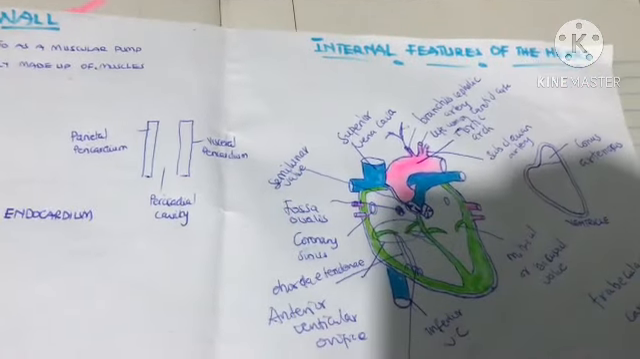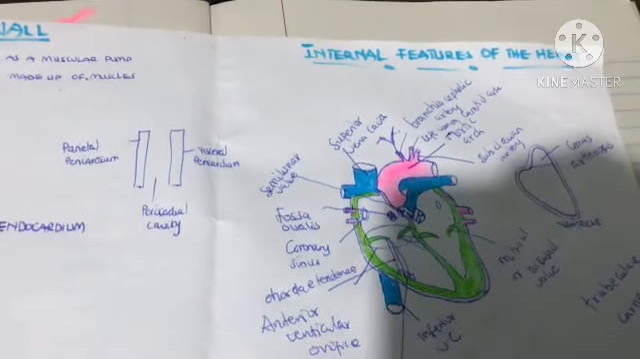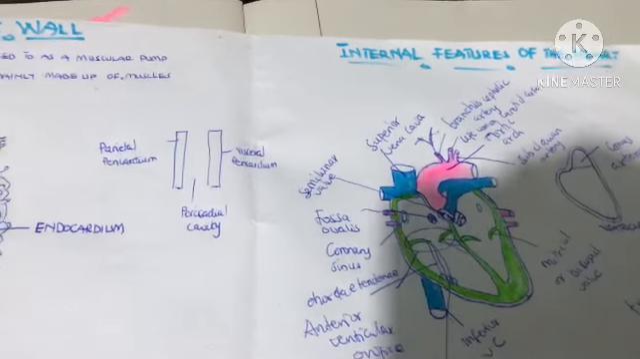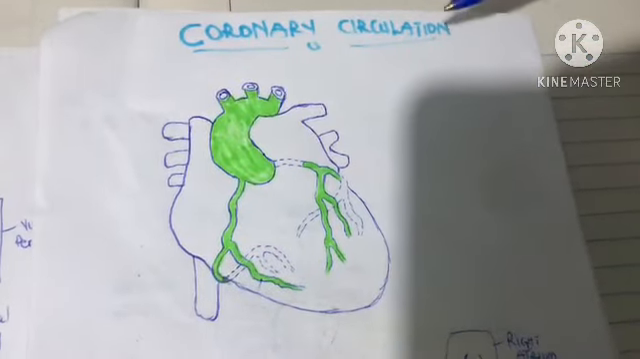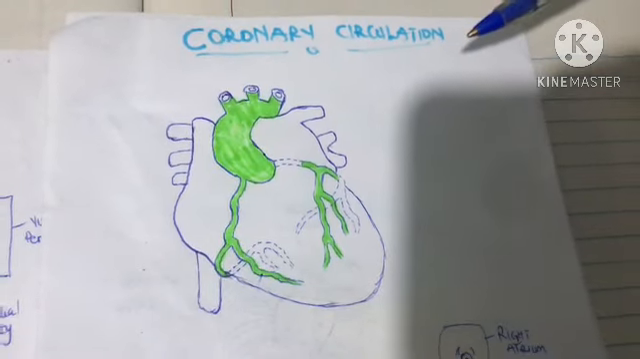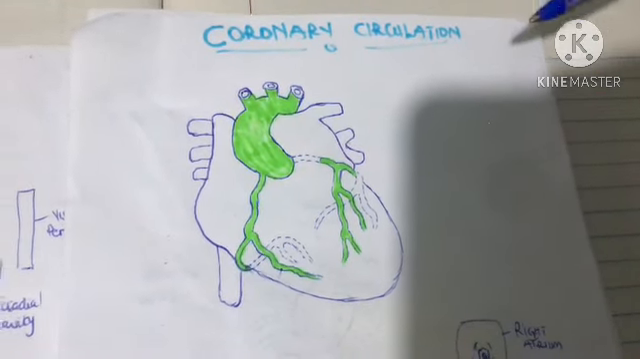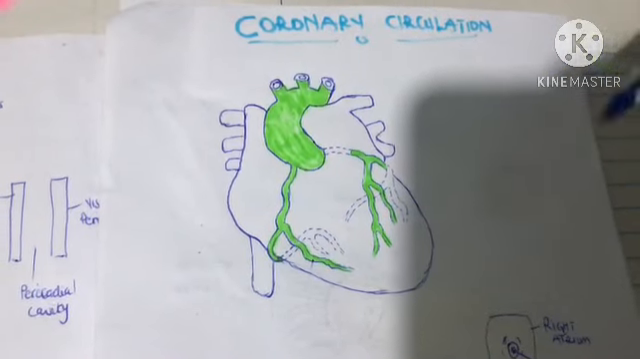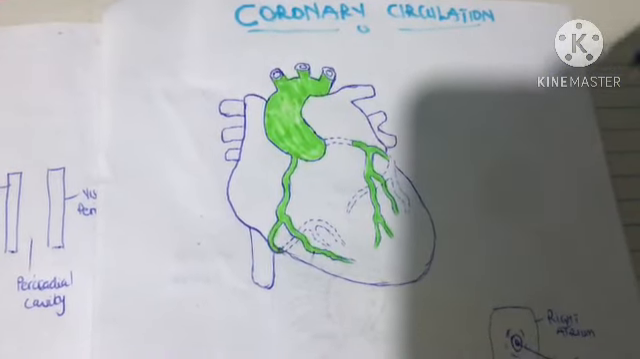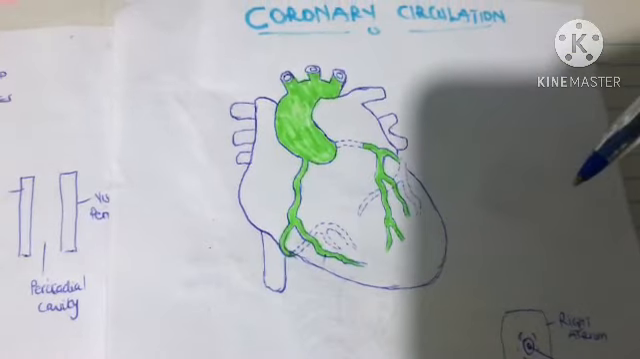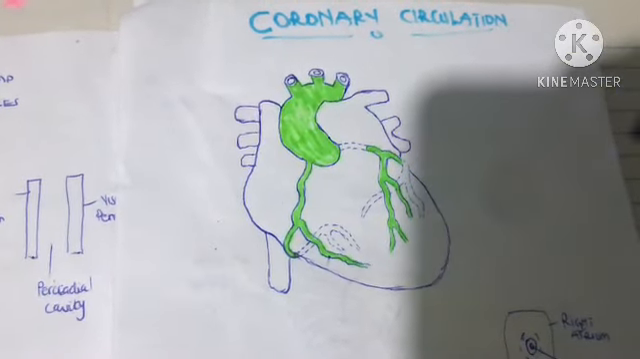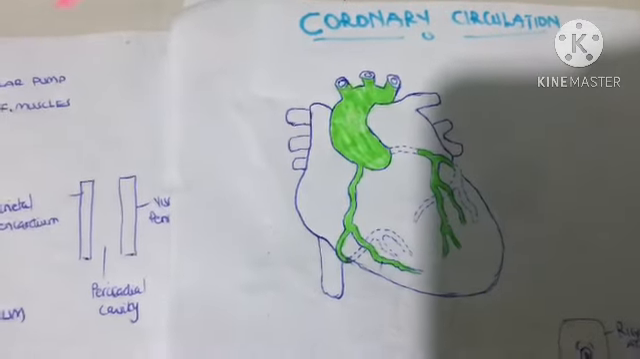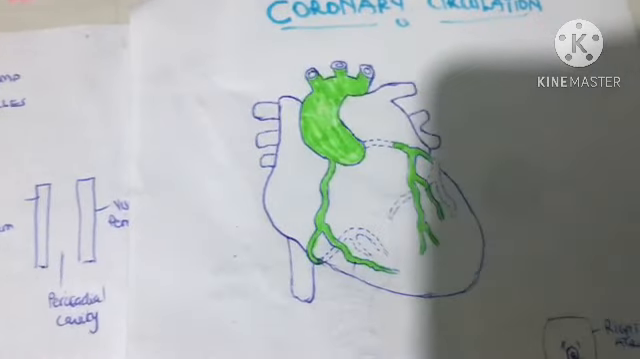So now let's look at the conduction of the heart and also the coronary circulation. So guys, let's look at the coronary circulation. The coronary circulation is very important because it supplies the heart with oxygenated blood, specifically the myocardium part of the heart. You see, the heart pumps oxygenated blood to the other parts of the body, but it also pumps oxygenated blood to itself, and specifically to the myocardium.